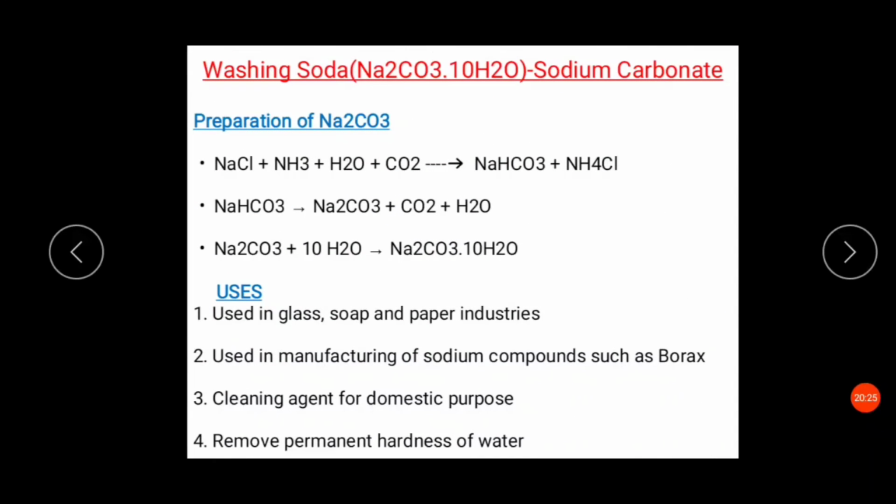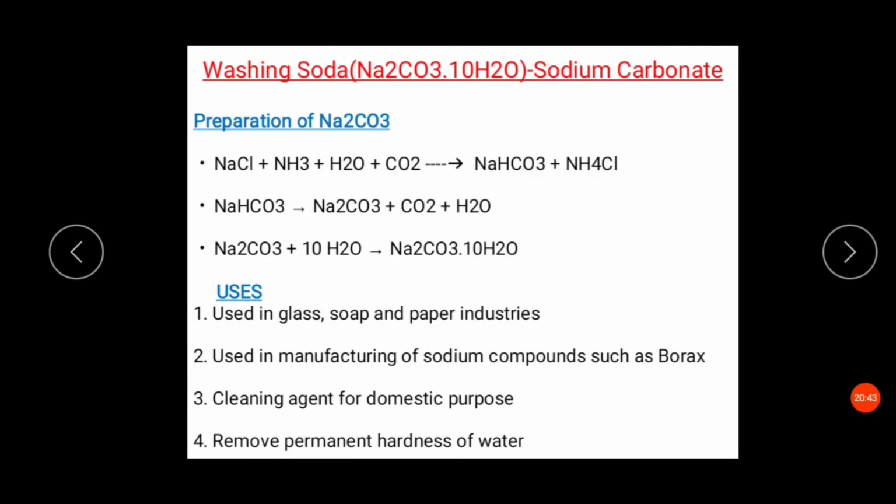Next compound is washing soda. Washing soda has a chemical formula as Na2CO3.10H2O. It has 10 water molecules as water of crystallization. The chemical name is sodium carbonate.